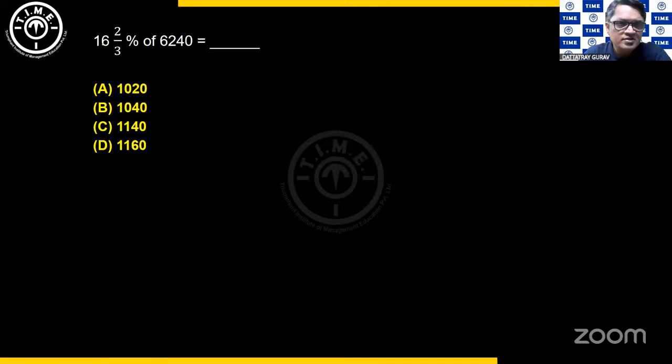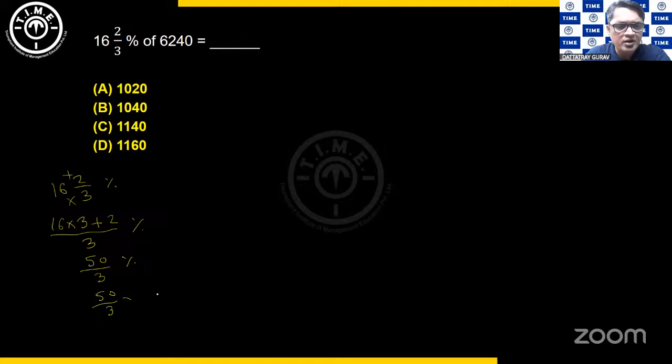Next question. 16 2 by 3% of 6240. How to solve this easily? School method: just multiply this and then add it. So this is 16 into 3 plus 2, whole divided by 3 percent. So it is nothing but 50 divided by 3 percent. So it's nothing but 50 divided by 3, again divided by 100, which becomes 1 by 6. This is the explanation why it is 1 by 6.